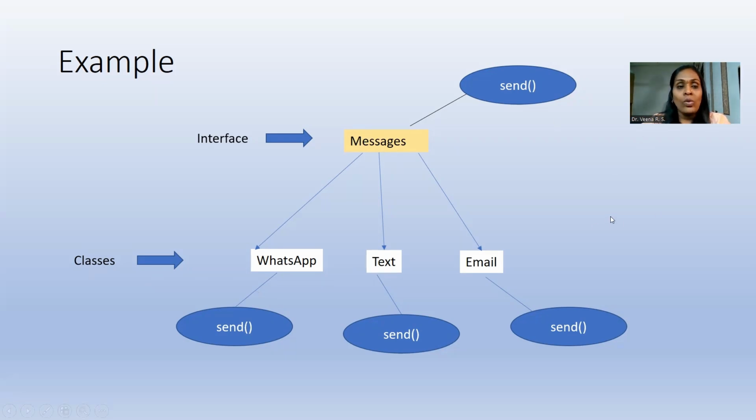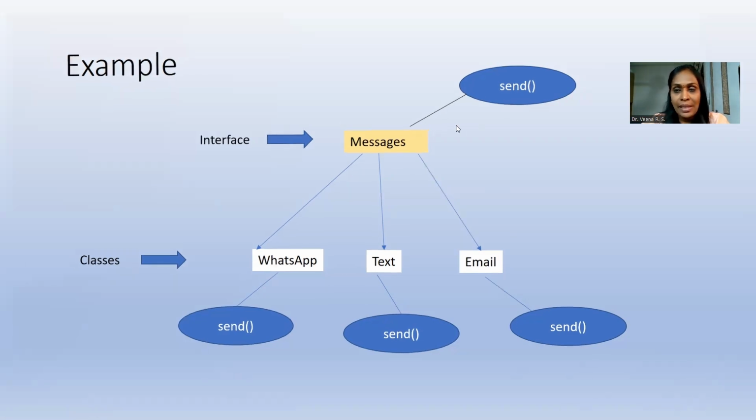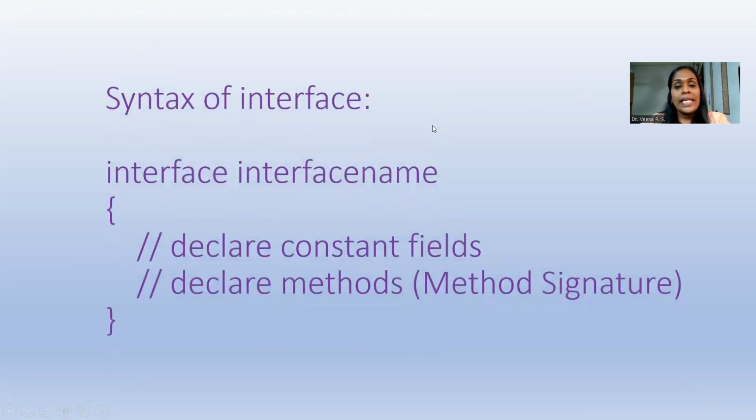So this is how the interfaces and classes can be written or inherited, and how the methods can be overridden in the classes is being explained. So if you want to create an interface, how do you create an interface in Java? What is the syntax of interface?